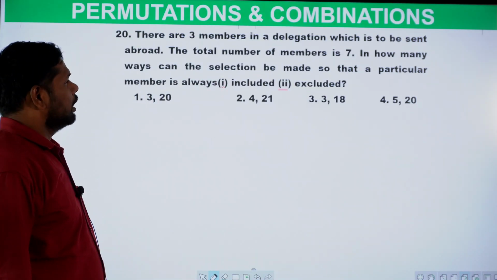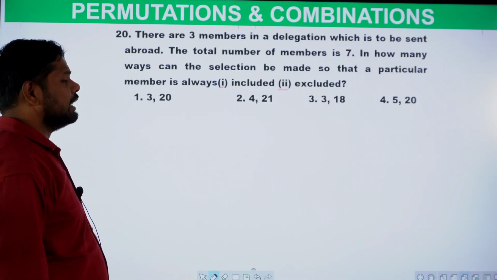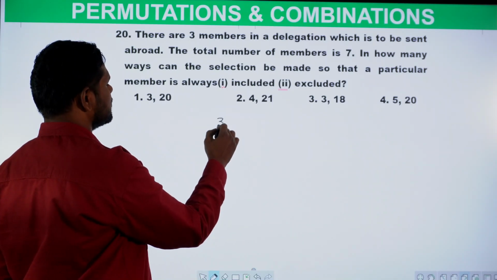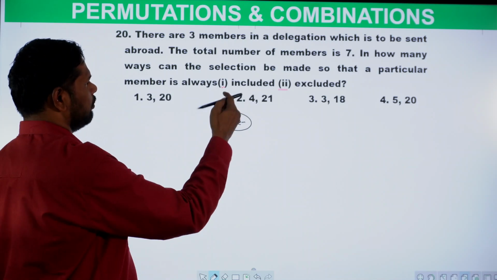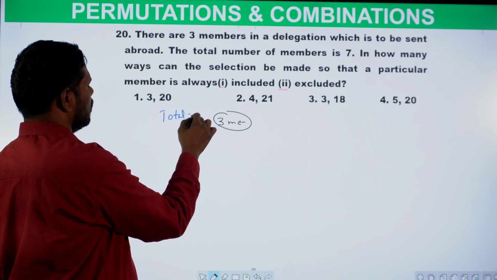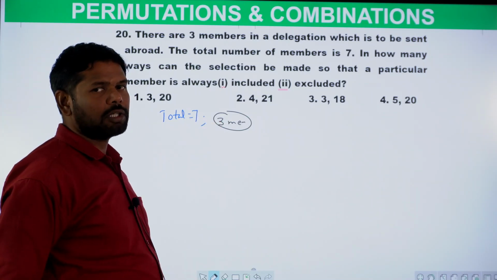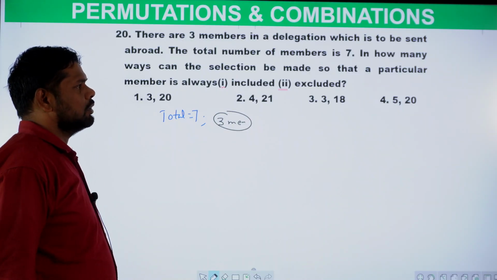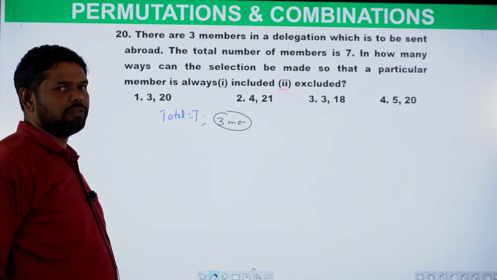Next one. There are 3 members in a delegation which is to be sent abroad. Total number of members is 7. Out of 7, we need to send 3 members abroad. That is the question. In how many ways can selection be made so that a particular member is always included and excluded? Two different questions.